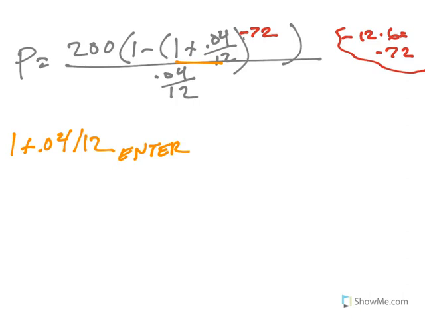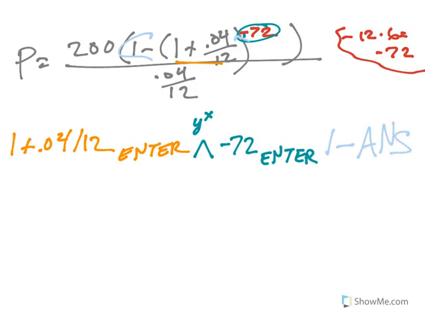Okay, so that took care of the first piece. Then I need to take it to the exponent. So I'm going to hit my caret key. It could also be a y to the x, depending on your calculator. And I'm going to hit caret negative 72, and I'm going to hit enter. And every time it's just going to give me an updated answer. Then that took care of the exponent, and now I need to subtract. So after I have that, I'm just going to type in 1 minus, and I'm going to hit my answer key. Sometimes you have to hit, like, on my calculator, I have to hit second and then the minus sign. That's how I get to my answer key. But if I hit 1 minus answer and then hit enter, again, it gives me a new number.